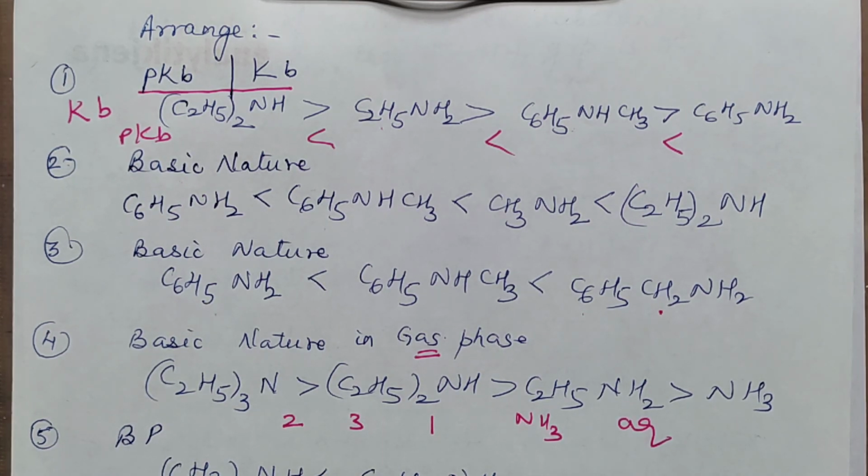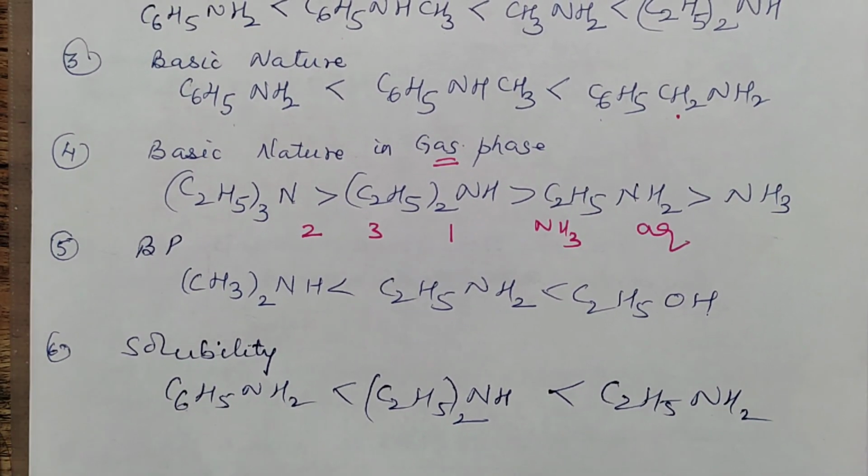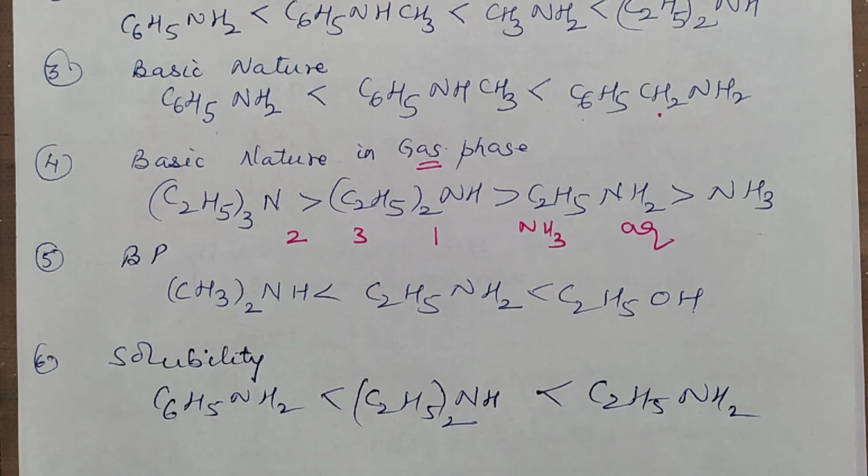Please note down these. And 2 more are left. That is this one, boiling point order. If you are asked with alcohol also, alcohol has the maximum boiling point, then of course 1 degree amine, then 2 degree. And if it is solubility, the fewer the alkyl groups, the more the solubility. More alkyl, less solubility. Aromatic, solubility will be still less.